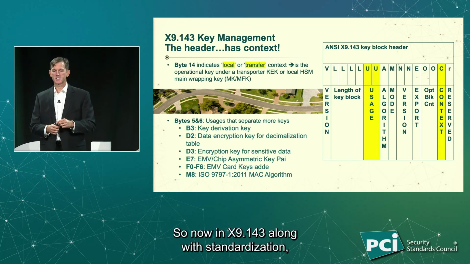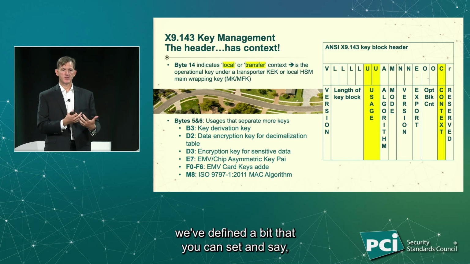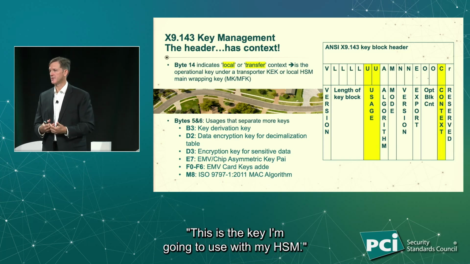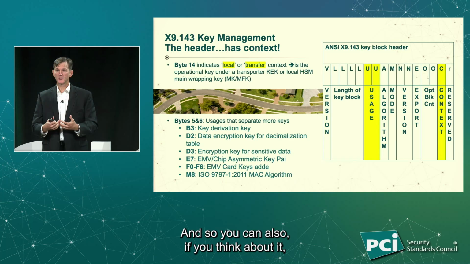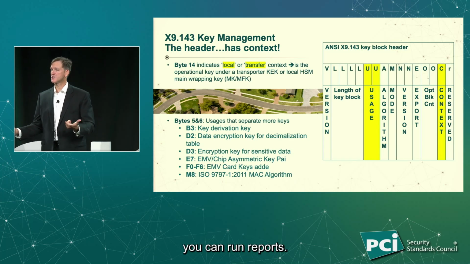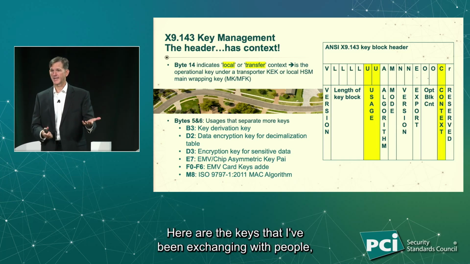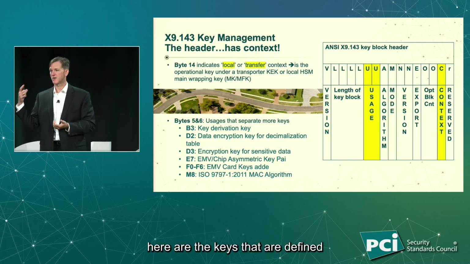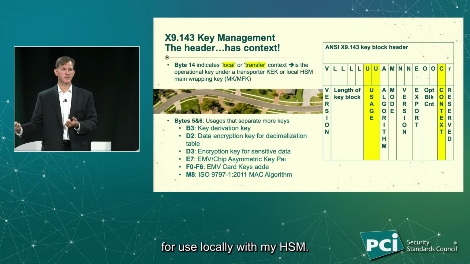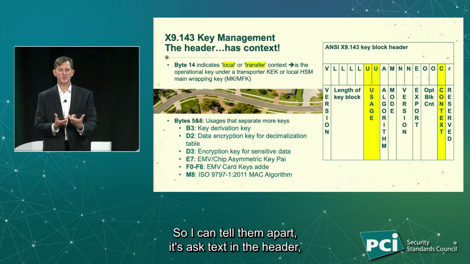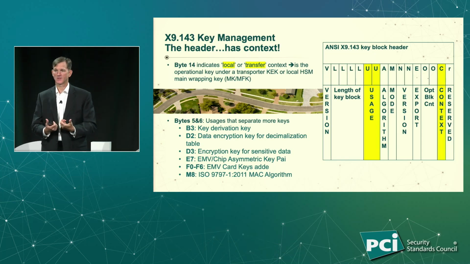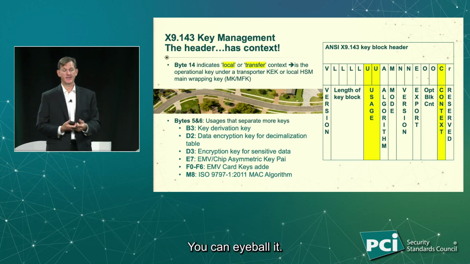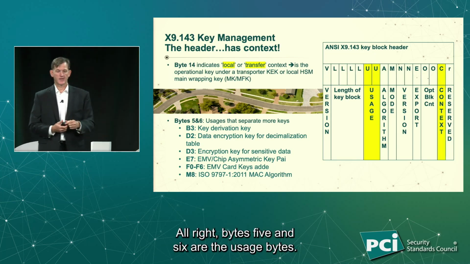So now in X9.143, along with standardization, we've defined a bit that you can set and say, this is the key I'm going to use with my HSM. And so you can also, if you think about it, run reports. Here are the keys that I've been exchanging with people. Here are the keys that are defined for use locally with my HSM. So I can tell them apart. It's ASCII text in the header. Very easy to run a report on. You can eyeball it.